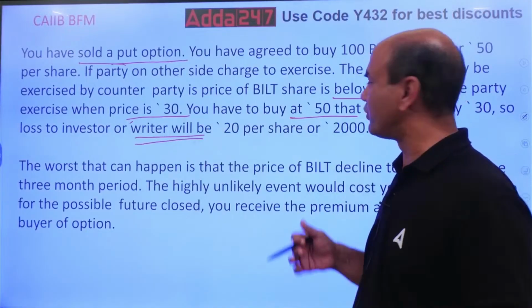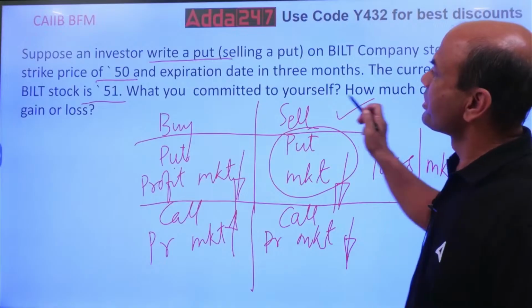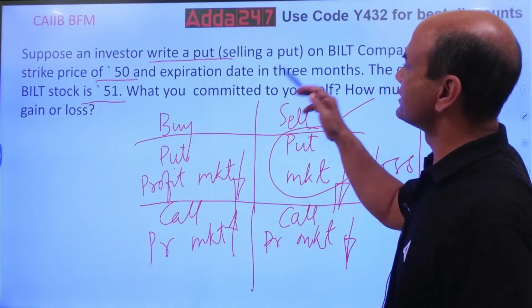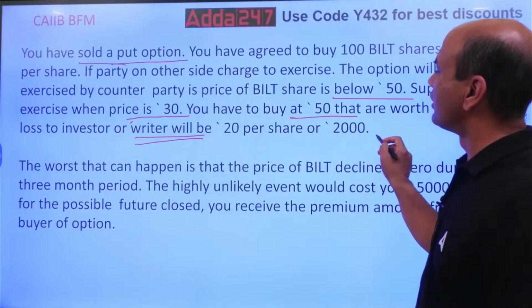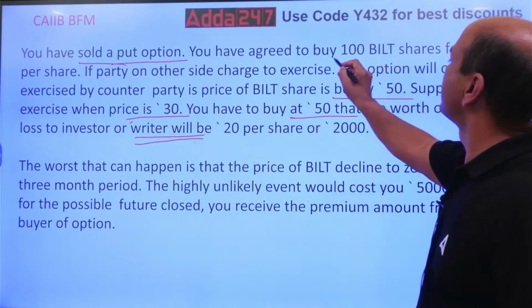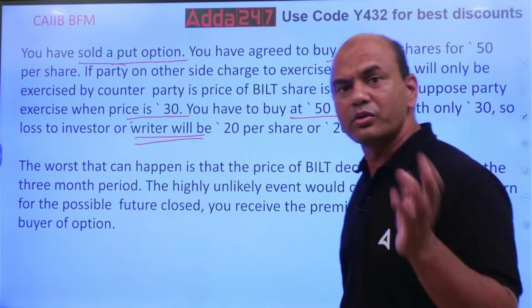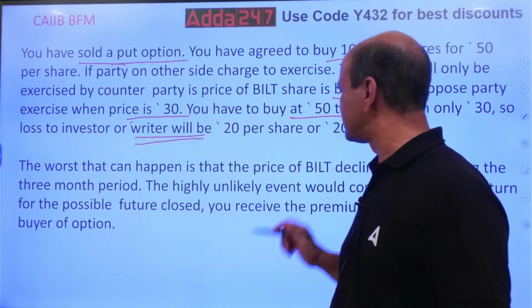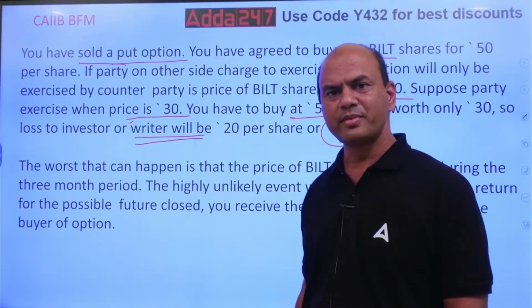20 is a loss, and whatever is the number of shares, is there given how many shares? If they give you, say, 100 shares, then 20 into 100, that much will be my loss. So 2000 rupees will be my loss, isn't it?